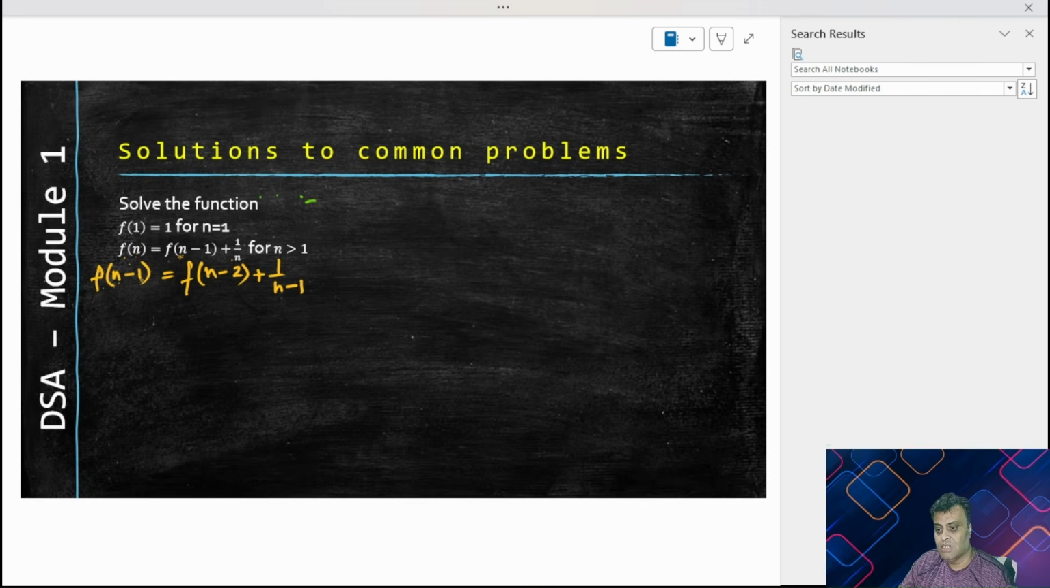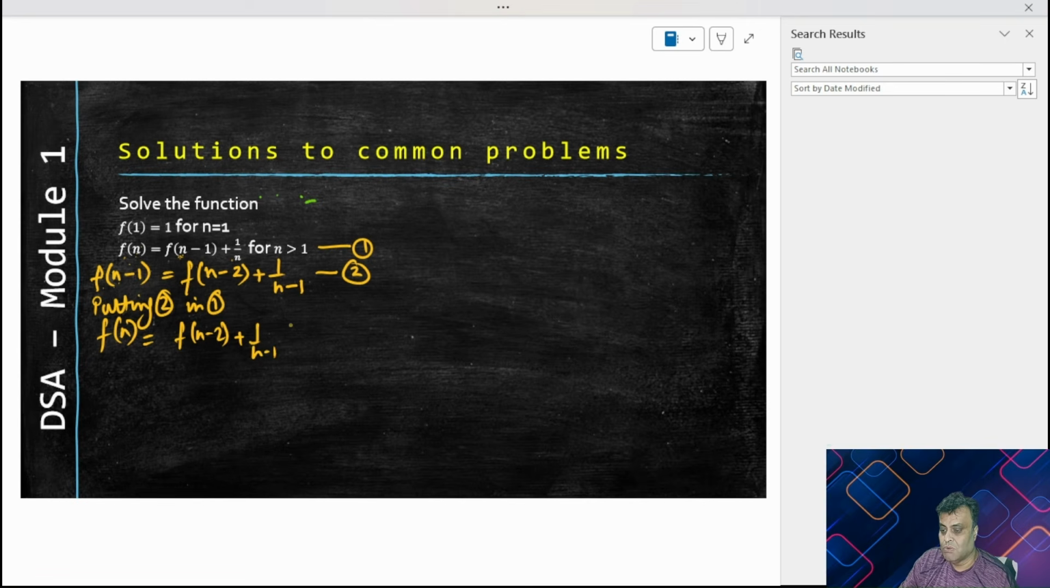So from this equation I can write f of n minus 1 as this. If I mark this equation as 2 and the first as 1, then I put 2 in 1. Why? Because in 1 I have fn equal to f of n minus 1, and f of n minus 1 I've already found. So can I substitute f of n minus 1 here? So f of n minus 1 is f of n minus 2 plus 1 by n minus 1, and then whatever is left here, plus 1 by n.